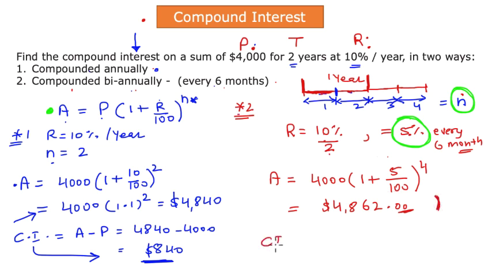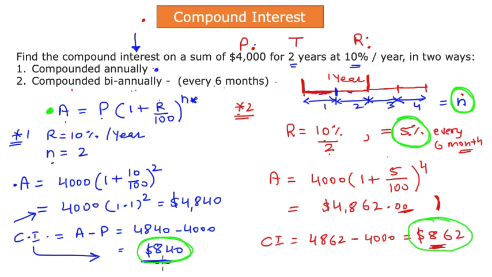So my compound interest in this second scenario will be the total amount paid back minus the original amount borrowed, which becomes $862, right? So you notice that the interest paid in the second scenario is higher than the interest in the first scenario, and this is because we have increased the frequency of compounding. Even with the same parameters, the frequency of compounding does impact the total interest that is paid back at the end of the total loan duration. And that is why compound interest is so much liked by banks.